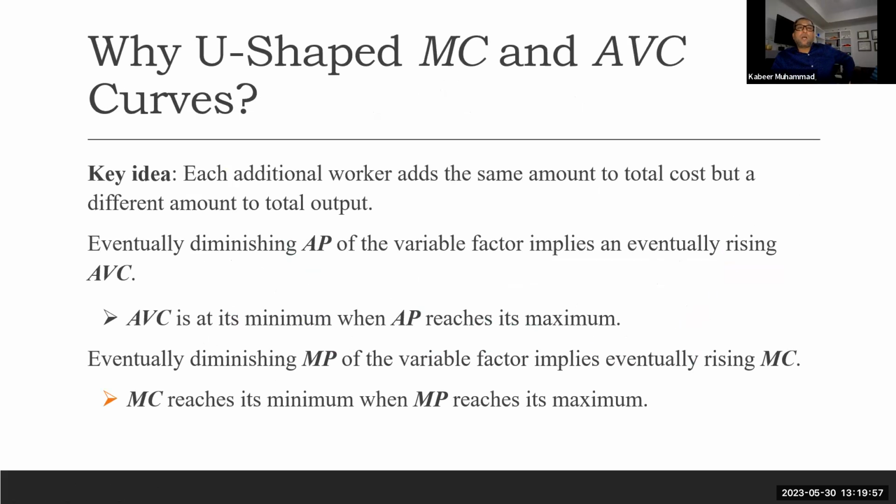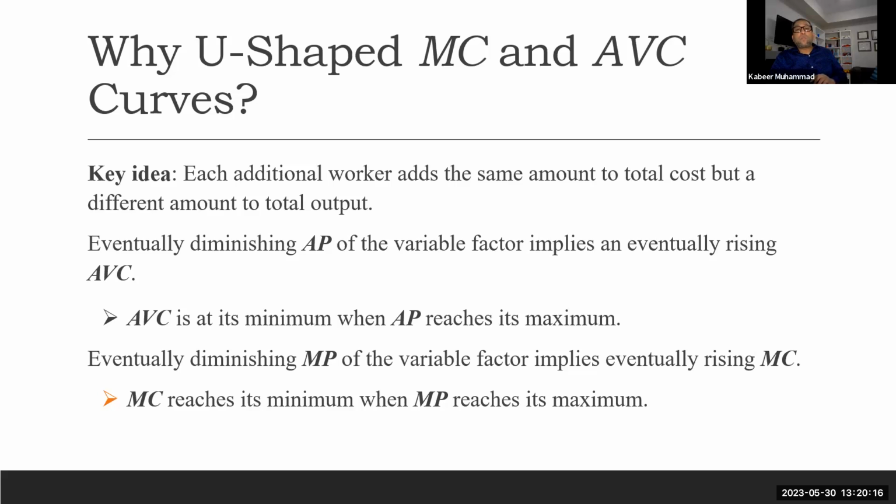Now, the key idea with the U-shaped curve is that each additional worker adds the same amount to total cost, because the worker wages are fixed. So when we hire one more worker, the cost added is equal, but the amount added to output is different because of the law of diminishing returns.